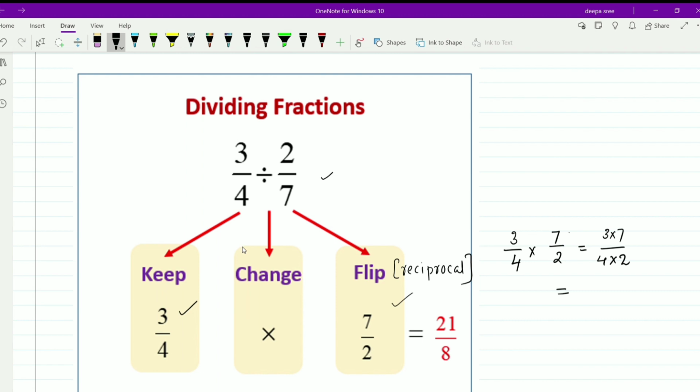3 and 7 are prime numbers. 3 7s are 21 divided by 4 2s are 8. So we can't reduce it. So let it be there.